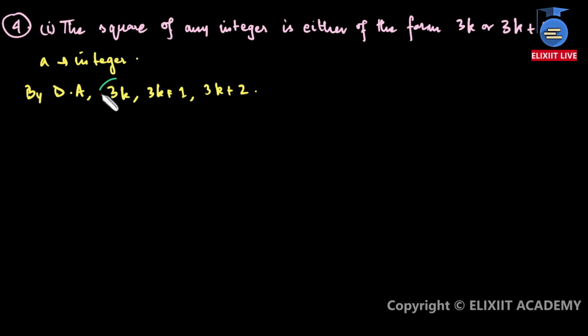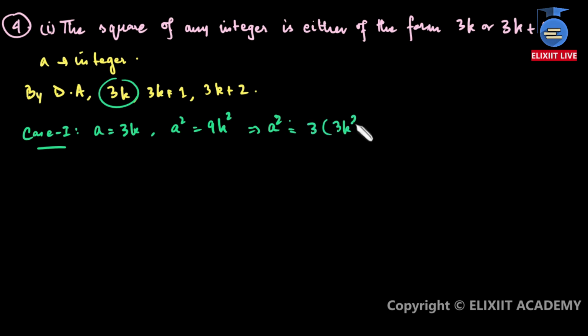So case 1. Case 1 is what happens if a is equal to 3k. Then a square is 9k square. We need to check the square of any integer. So a square is 9k square, which we can write as 3 into 3k square, which means this is ultimately of the form 3k only, isn't it?